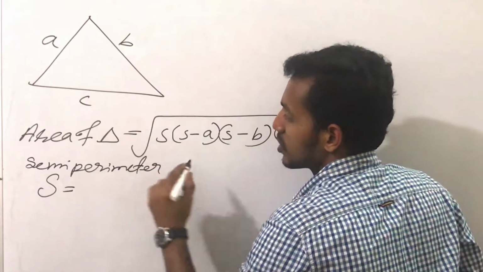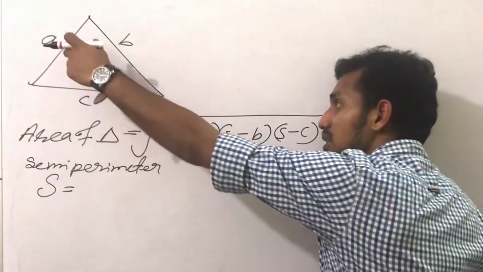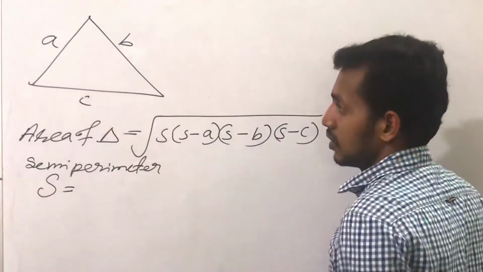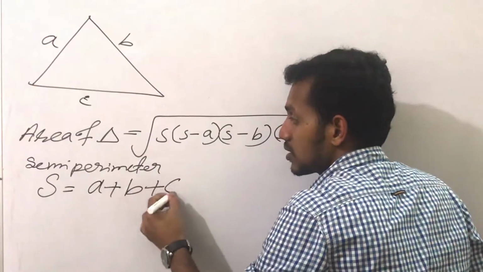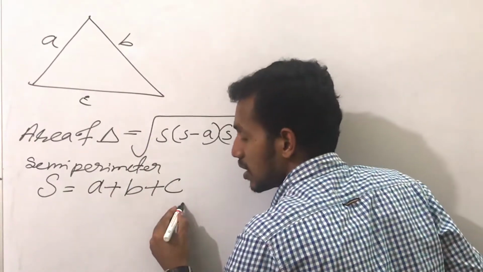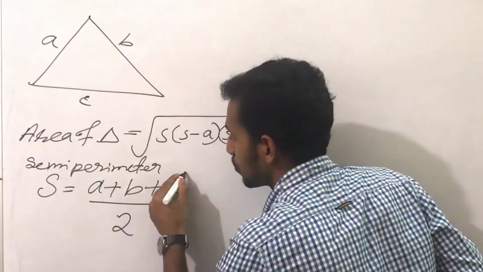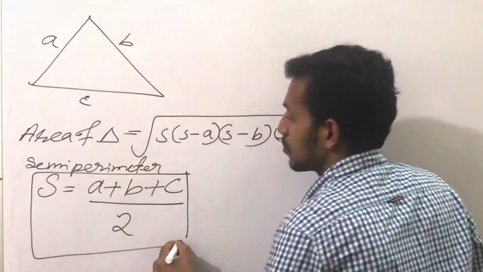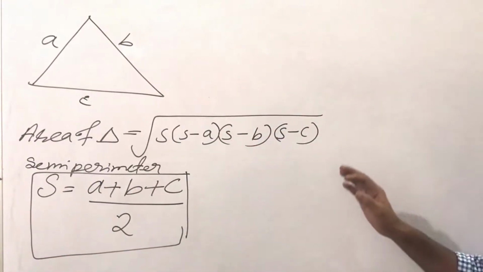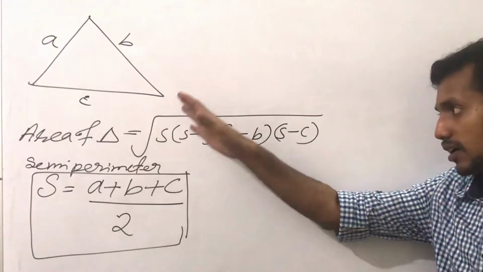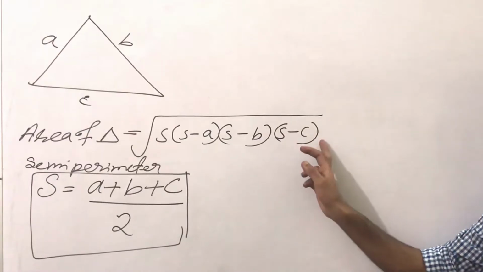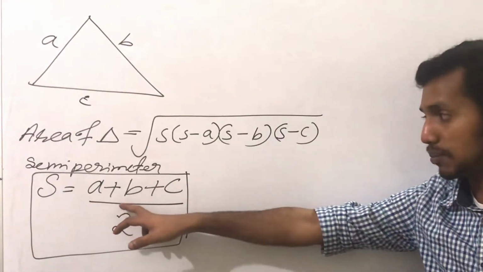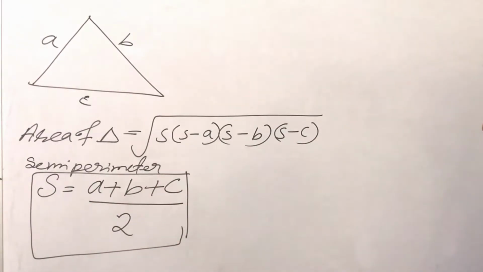What is semi-perimeter? Half of the perimeter. What is perimeter? Sum of the sides of the triangle. So, a plus b plus c. This is the perimeter and s is half of the perimeter, so divided by 2. We need to remember these two formulas to apply Heron's formula to find the area of a triangle. So, square root of s into s minus a into s minus b into s minus c, where s is equal to a plus b plus c divided by 2.